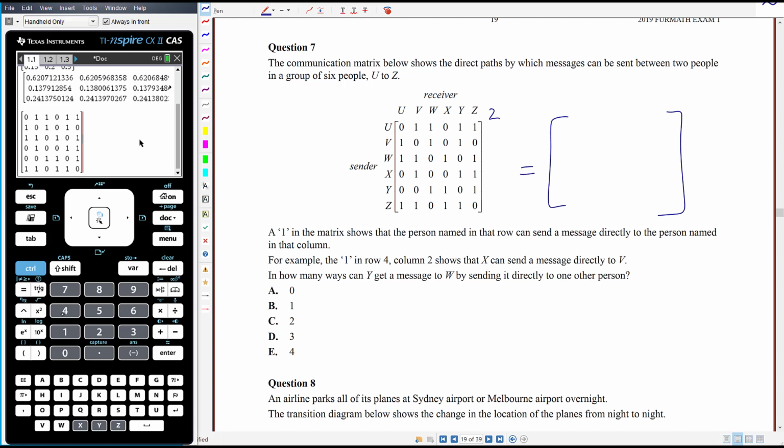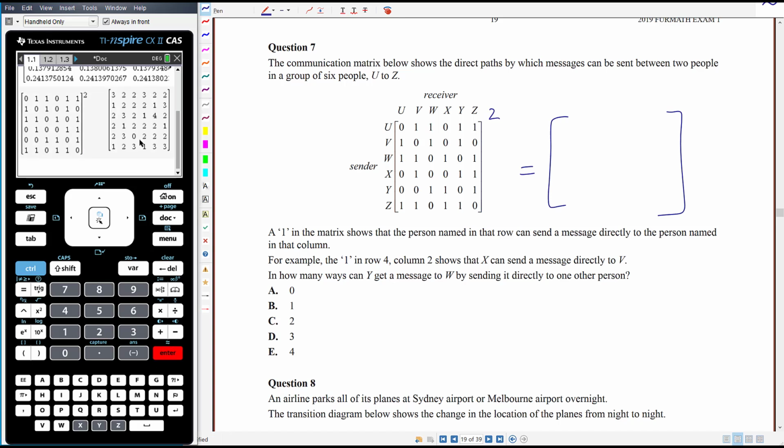Okay, so I've got the matrix entered in. So now if I square it, I get all the 2-step pathways. I'm not going to write the whole thing out here. We'll have a look at it in the CAS. So we want to know Y to W. So Y to W is the element that's in row 5, column 3. So we want to have a look at that in our squared matrix.